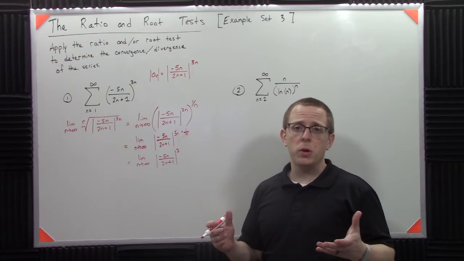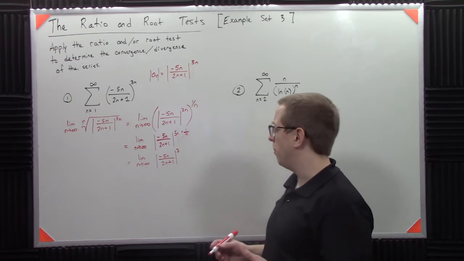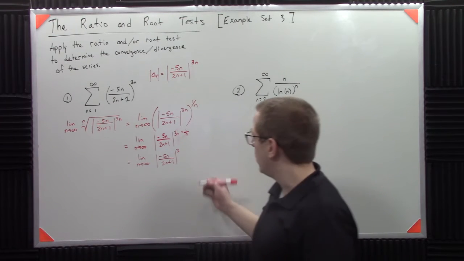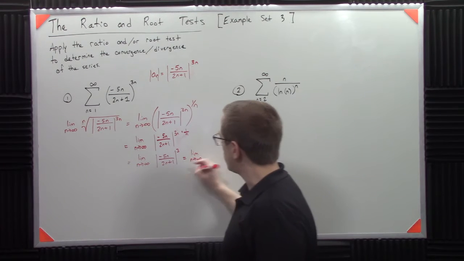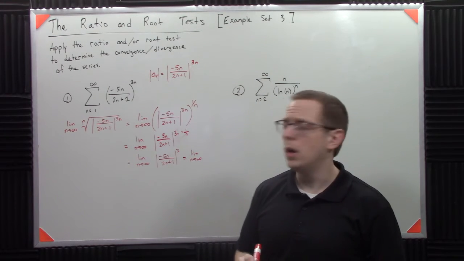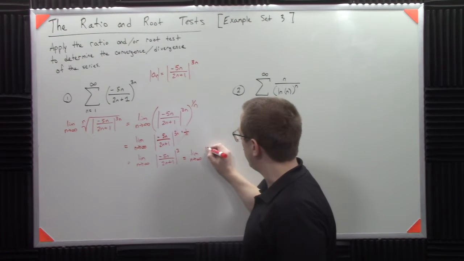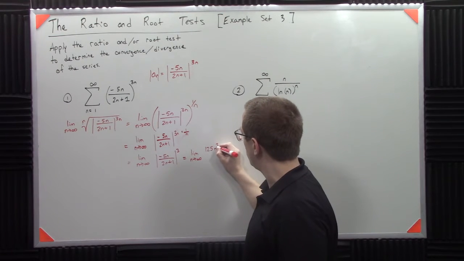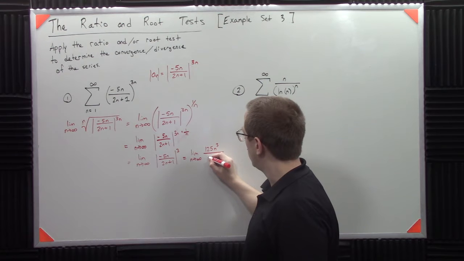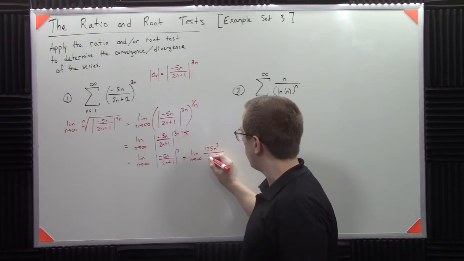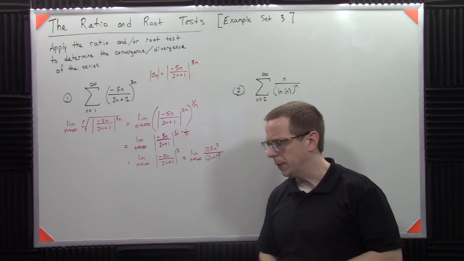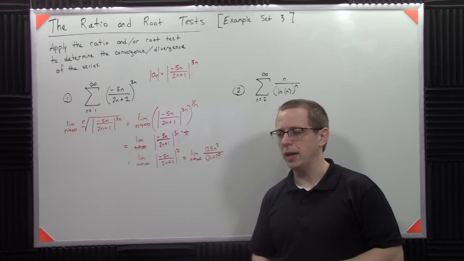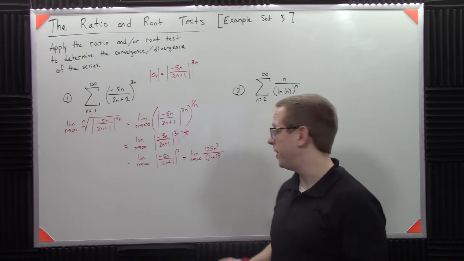So we could then distribute the cubed if we wanted to. I'm going to go ahead and do that. What we would get is the limit as n goes to infinity. I'm also going to apply the absolute value here just to make things simpler. We're going to end up with 125n cubed over 2n plus 1 cubed. Now 2n plus 1 cubed, I'd have to think about that. I don't remember my cubics very well.